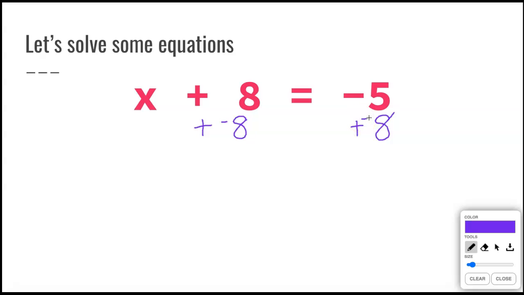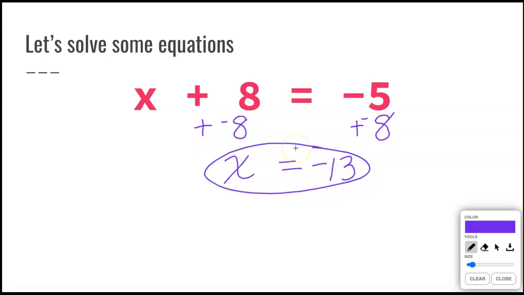So on the left here, if we have x plus 8 and we add -8, 8 plus -8 is 0, so we're just left with x. On the right hand side, we have -5 plus -8, and we get -13. So we think x equals -13. If we're going to check that, we put in -13 for x. So we'd say, is -13 plus 8 really equal to -5? And it is, so we must have solved that correctly.